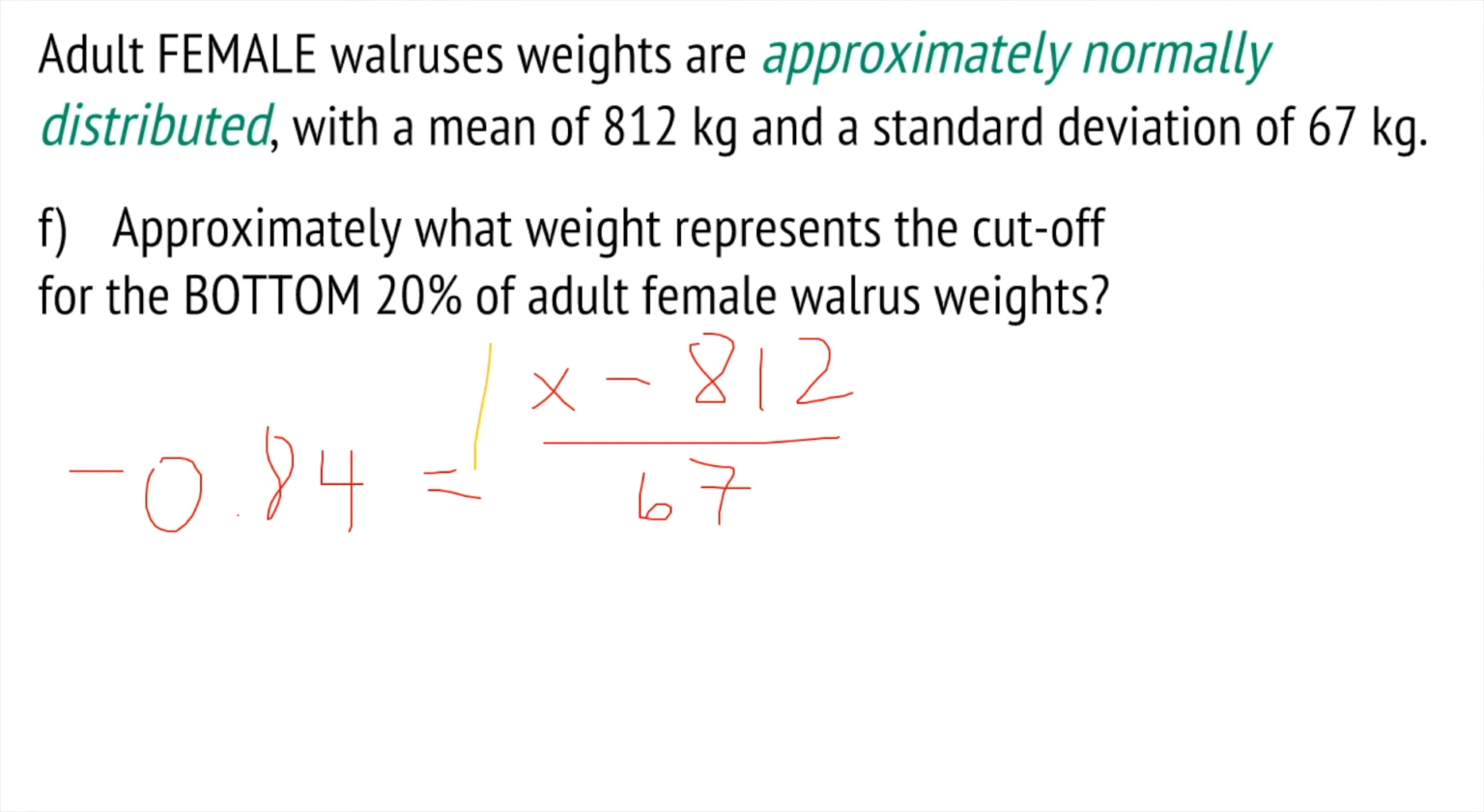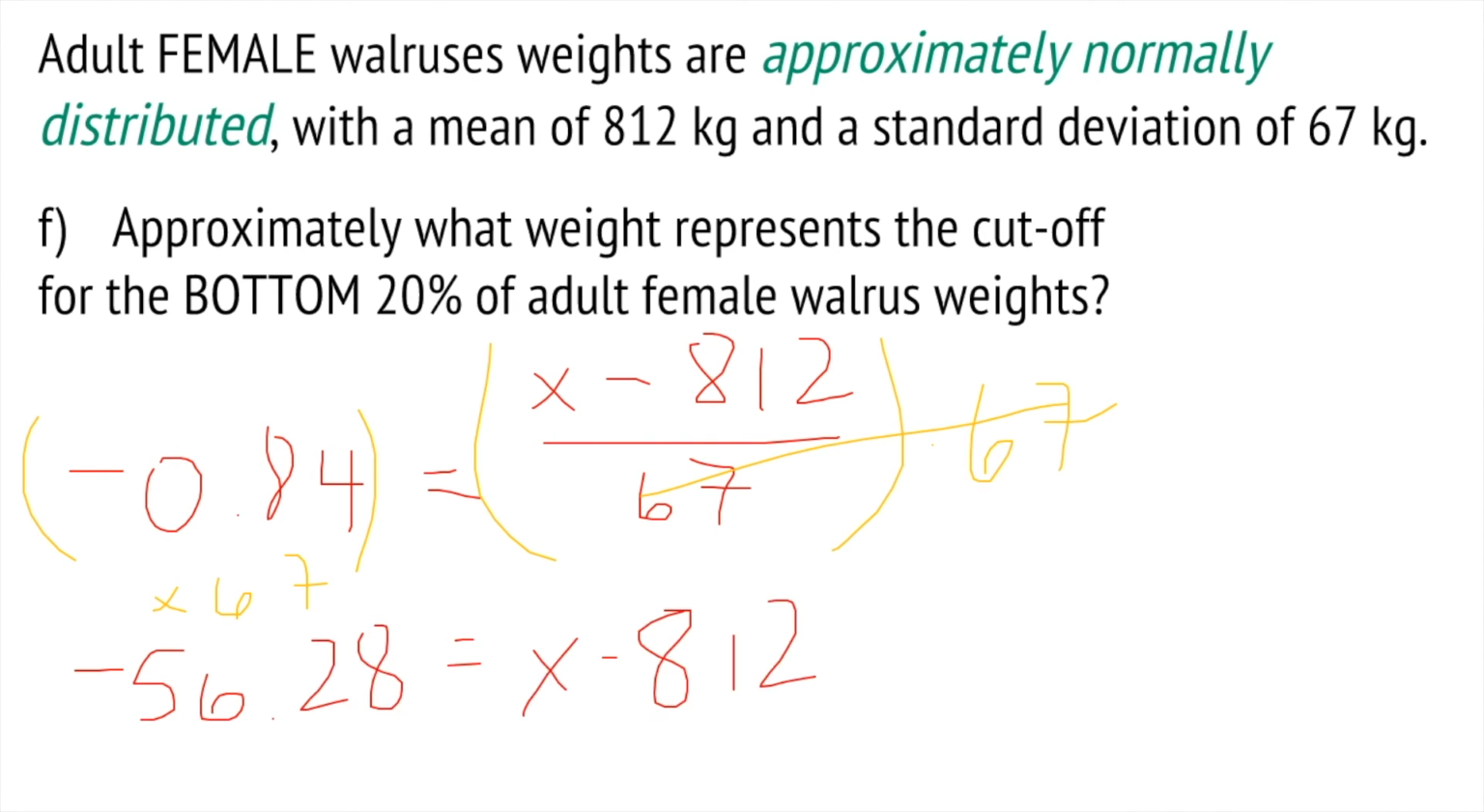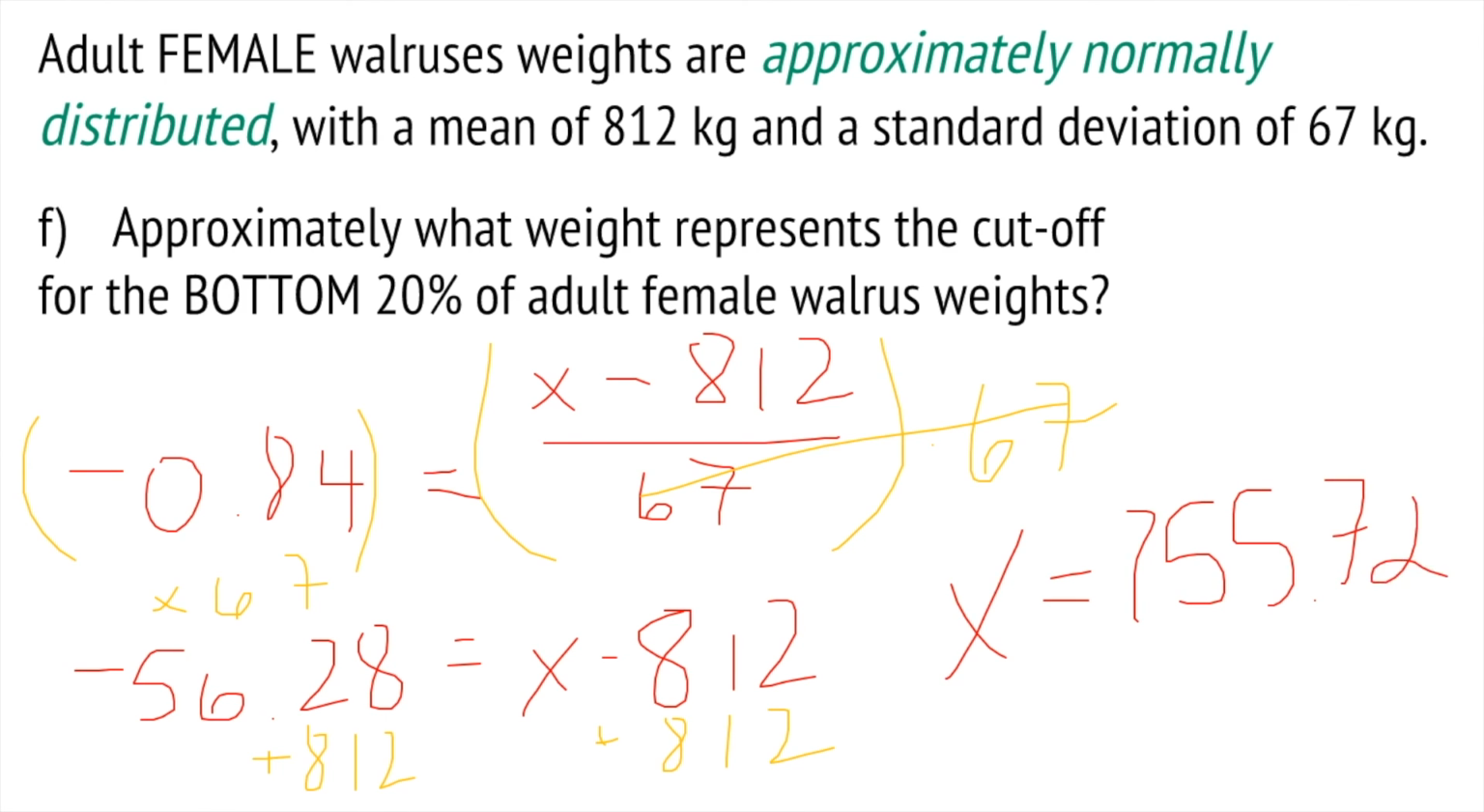So I'm going to start by multiplying both sides by 67, which gives me negative 56.28. And then I'm just going to add 812 to both sides, which gives me a value of 755.72. So that tells me that adult walruses who weigh 755.72 kilograms or less are the bottom 20% of all adult female walruses in terms of weight.